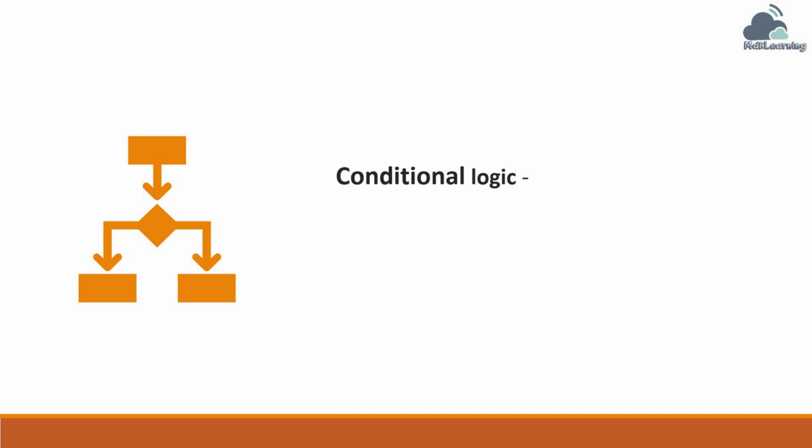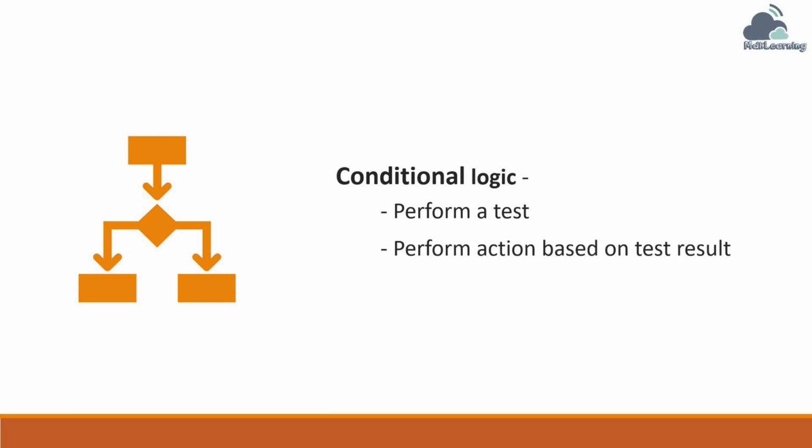Without conditional logic, we'd only have one single path all the way through our entire application. And conditional logic comes down to two parts. First of all, we have to perform a test. We need to do some kind of comparison. And the comparison is either going to be true or it's going to be false. And then based on that comparison, we're going to take some action. So when we talk about conditional logic, we're putting these two pieces together. We're performing a test, and then we're taking an action based on the results of that test.